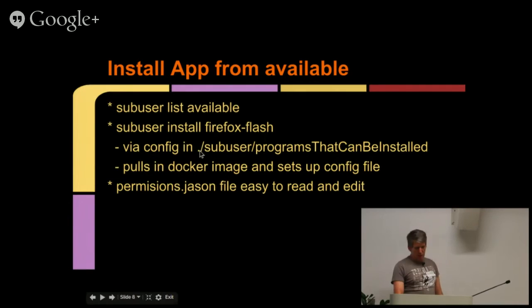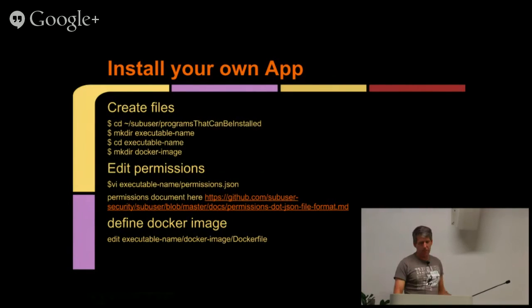So those config files sit in here, Subuser programs that can be installed. Very self-explanatory. And it just pulls the Docker image in. The permissions as to what this image is going to have access to is pretty much just the permissions.json file in that same folder. It's a simple JSON file. It just says, you know, access to this directory, access to anything else. By default, it doesn't give the package access to anything other than what you specify.